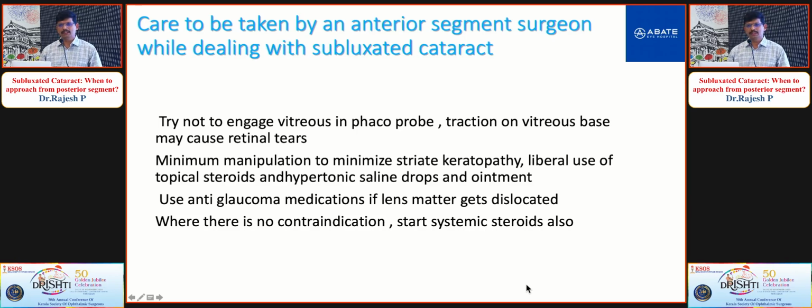So whenever there is a dislocation of the lens, always make sure that you do not do anything that is not in your hands. Just leave it as such, suture the wound if possible, and maybe give the patients anti-glaucoma medications, and also start the patient on systemic steroids. All these will help to have a clear cornea the next day, so that the job becomes easy for the retina surgeon.